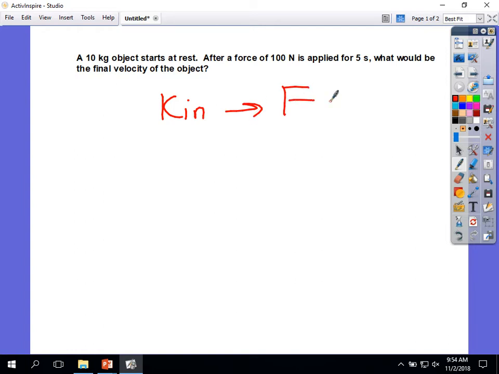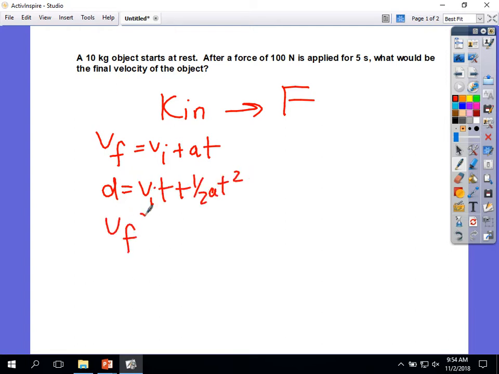If we list some of the kinematic equations, we have final velocity equals initial velocity plus AT, acceleration time. We have distance equals VIT plus 1/2 AT squared. And we have VF squared equals VI squared plus 2AD. These are our three primary kinematic equations. I know there's another one, but there's a reason I'm not including that one. The only new formula for force is F equals MA, Newton's second law. It technically should say F net equals MA, but we're going to forego that for these particular problems.